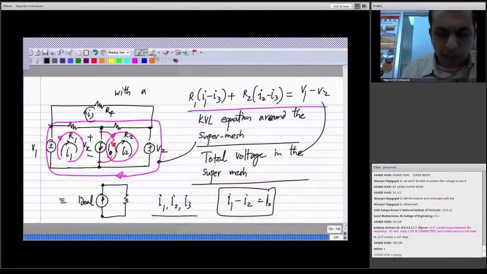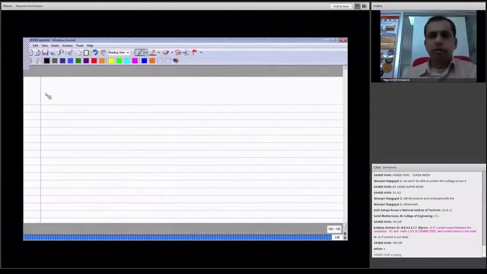Okay. So now we can again compare nodal analysis and mesh analysis.